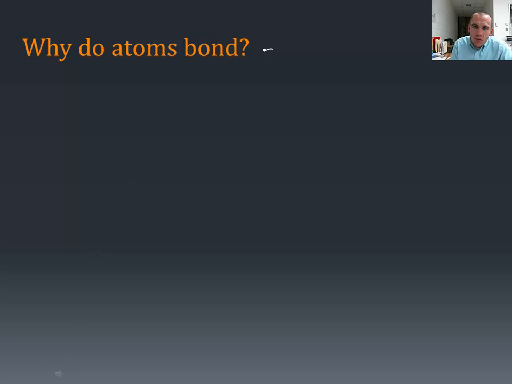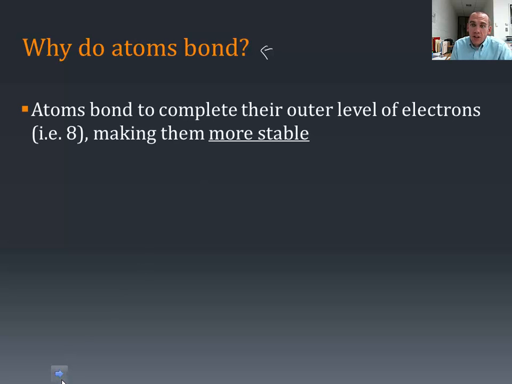Well, why would they form a bond? Atoms form bonds because they want that stable configuration. They want to get to 8. Okay? So if they're stable, they're happy. It's a lower energy state. They don't have as much potential to change. That makes them good. So they form bonds to become more stable.